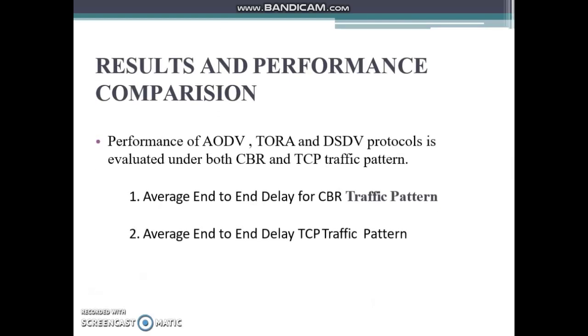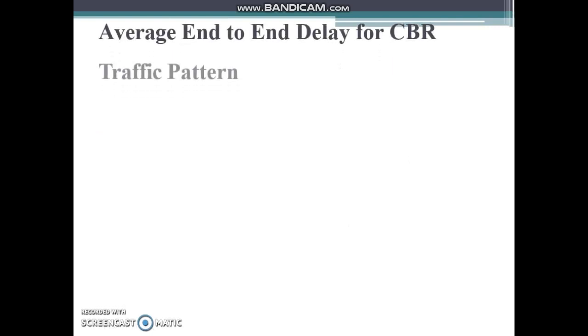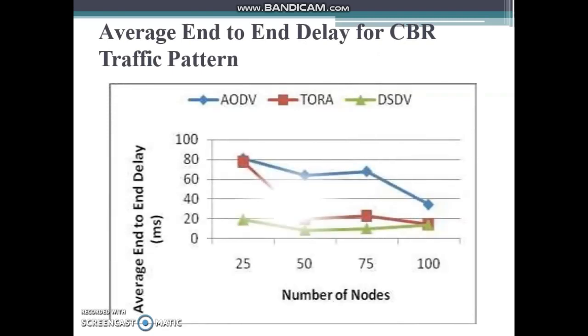We observed the average end-to-end delay of CBR traffic pattern for AODV, TORA and DSDV protocols, and then average end-to-end delay for the TCP pattern for the same. Now let's observe the average end-to-end delay for CBR traffic pattern. Here we plotted a graph between the average end-to-end delay and the number of nodes for the several routing techniques.